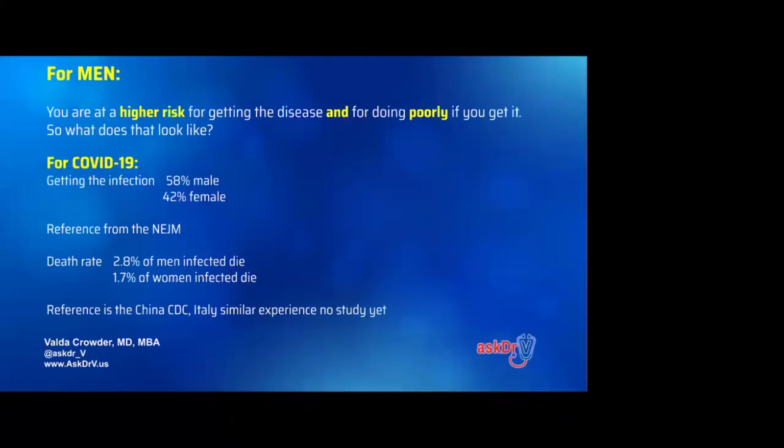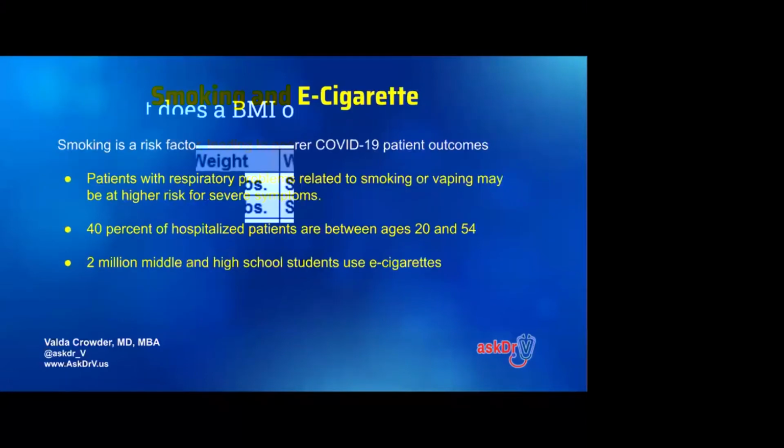So the other thing is that men are at higher risk for getting this disease. And then once they get it, they don't do as well with it. They get the infection about 30% more than women do, and they have a death rate that is about 60% higher. And that has been consistent from the Centers for Disease Control, from China, and also from Italy.